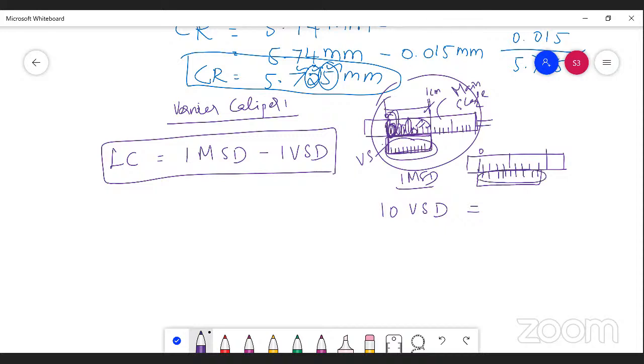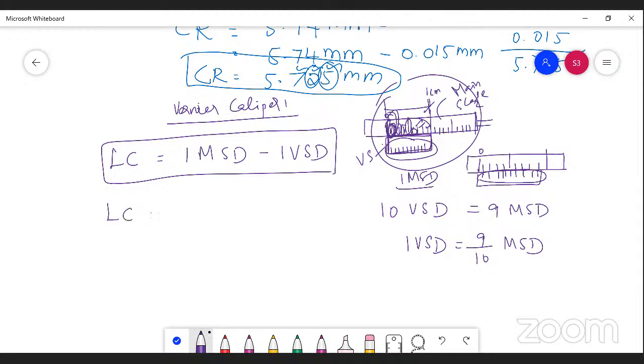The 10 divisions of vernier scale is equal to 9 divisions of main scale. So 1 vernier scale division is equal to 9 divided by 10 main scale division.